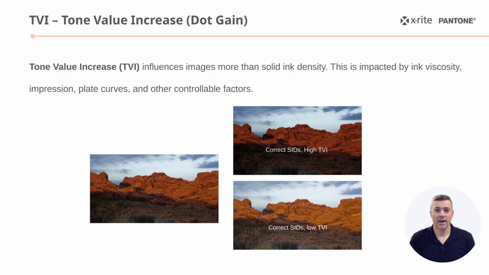TVI can be affected by lots of things: pressure, ink tack, substrate properties, and other press variables. For example, on a flexo press, ink viscosity and plate conditions, like wear and hardness, play a big role. On offset presses, the ink-water balance is a critical factor.